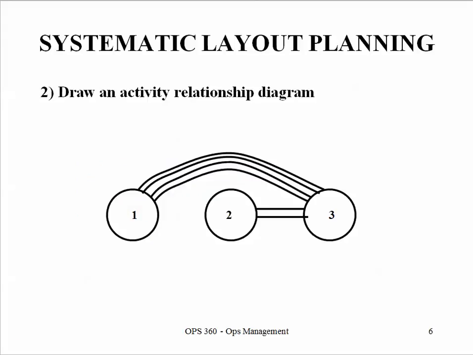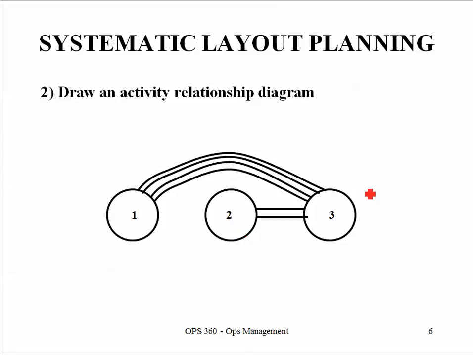So I end up with an activity relationship diagram that looks like this, where I've got 4 lines connecting 1 and 3, because that's where most of the volume of flow was. I got 2 lines connecting 2 and 3. It had some volume of flow, but not as much, and then no lines connecting 1 and 2. And the way you think of this now is these lines are like rubber bands. So the more rubber bands, the closer those activities need to be, and the fewer the rubber bands, they don't need to be nearly as close.